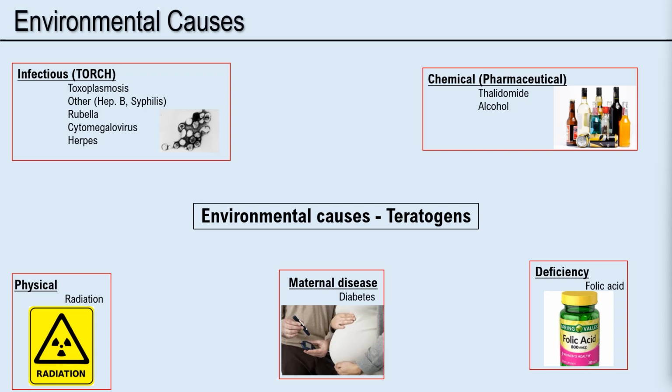We all know the risks of radiation in pregnancy, but have you considered that maternal disease may also play a part, such as maternal obesity or diabetes? And lastly, a deficiency can also be teratogenic. In this example, we have folic acid, but there are many other nutritional deficiencies that cause a congenital defect.